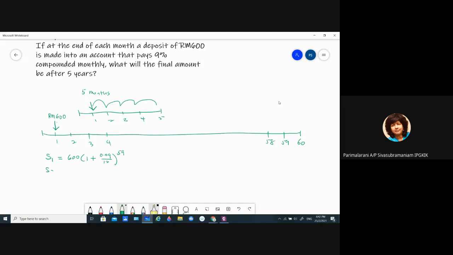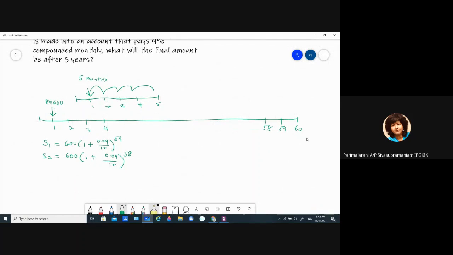What about the second deposit? How much will it collect? 600 times 1 plus 0.09 over 12 to the power of 58. Can everybody understand that?